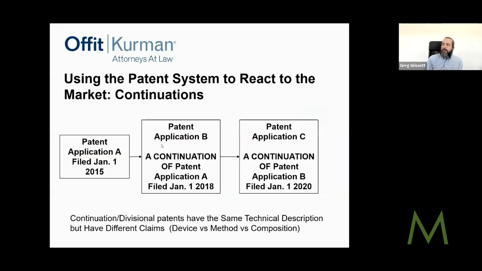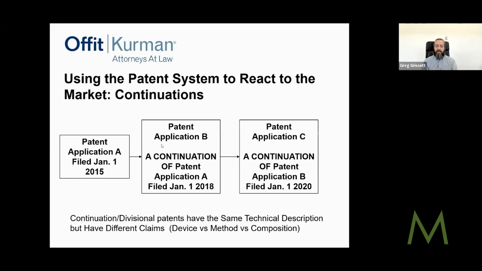Okay, continuations. So if anybody has filed a patent application before, a continuation is you take literally the same document that you filed originally, you file a new one, you claim priority to the old one, and you may change the claims. So patent application A, filed January 1, 2015. Let's file a continuation. You can see it as patent application B. We file that before patent application A grants, and you have this application pending.